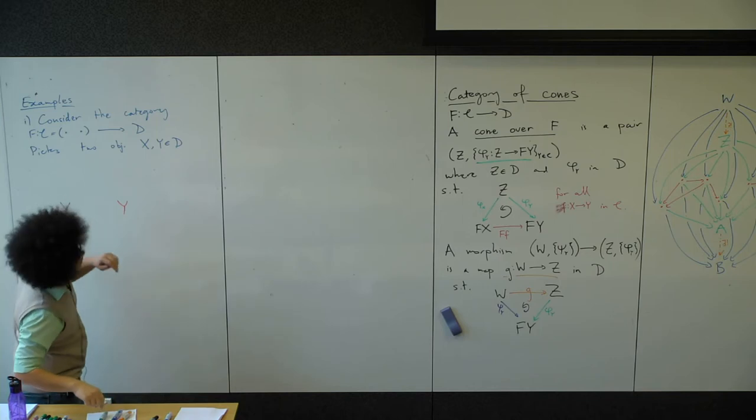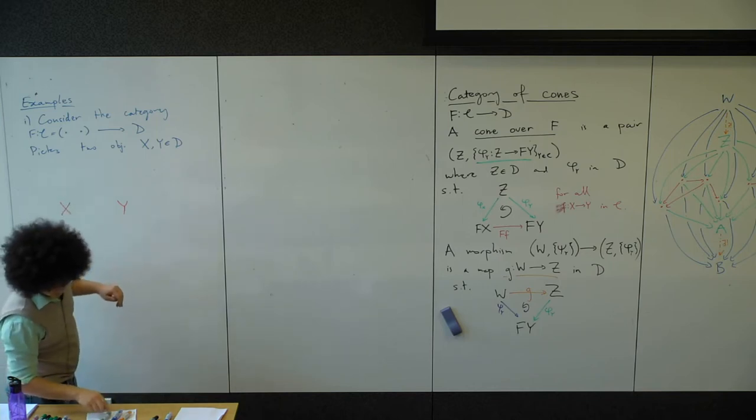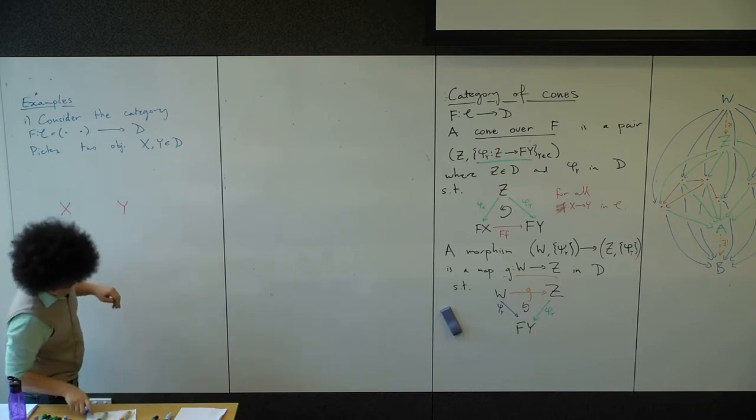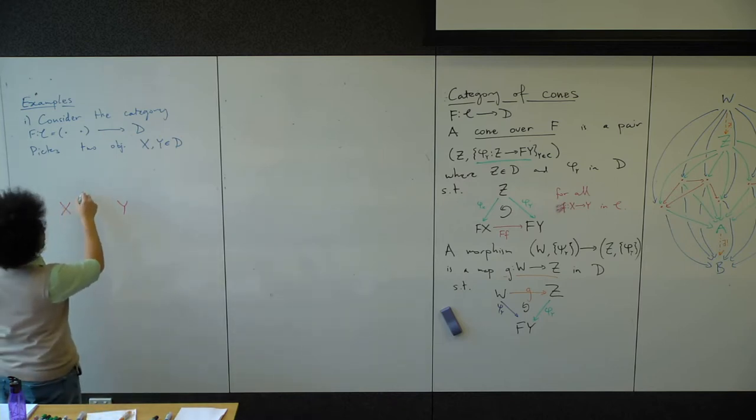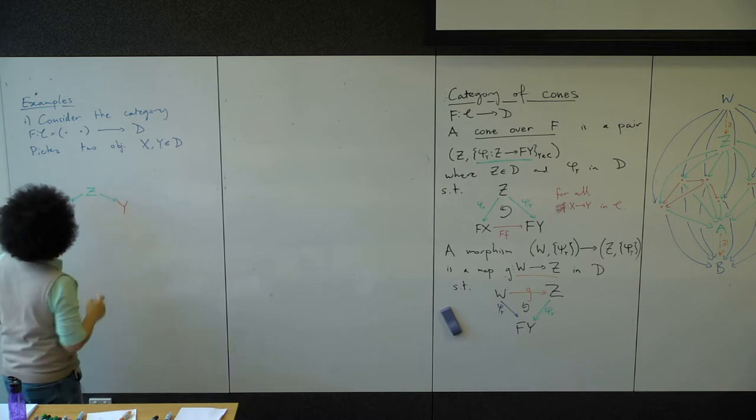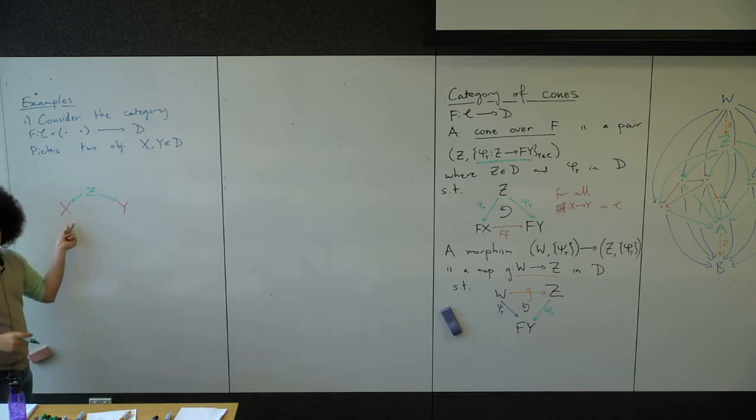So what's a cone over this thing? I really shouldn't have used green. All right, anyway, a cone over this is an object Z together with maps into X and Y. And because there are no non-identity maps here, there are no triangles that we need to check.